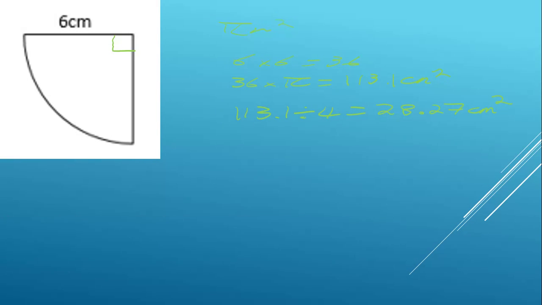So that's the only difference really between finding a semicircle and a quarter circle as opposed to finding a whole circle. If it's a half a circle, we have to halve it or divide it by 2. And if it's a quarter circle, we have to divide it by 4 to find a quarter of the circle, so a quarter of the area of that circle.